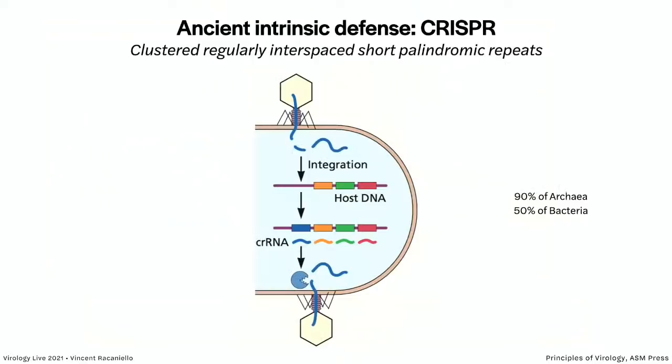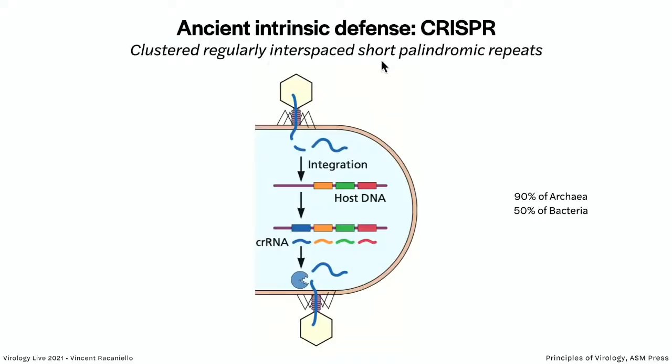CRISPR is an ancient defense. It arose as a defense against infection. It didn't arise as a gene editing set of proteins. That was only devised by humans. So this has been repurposed by us to do gene editing. But its original incarnation, many millions of years ago, is an ancient defense. It's an ancient intrinsic defense. And CRISPR, of course, stands for clustered regularly interspaced short palindromic repeats.